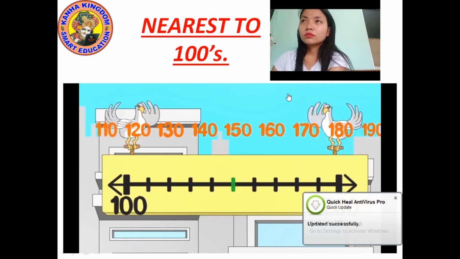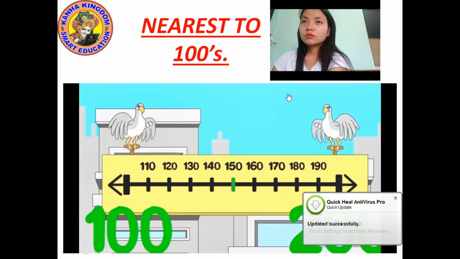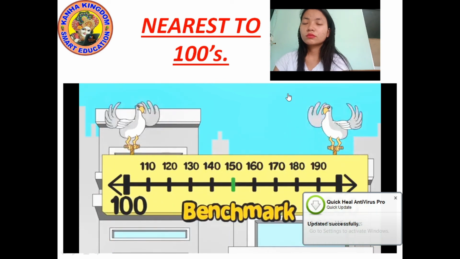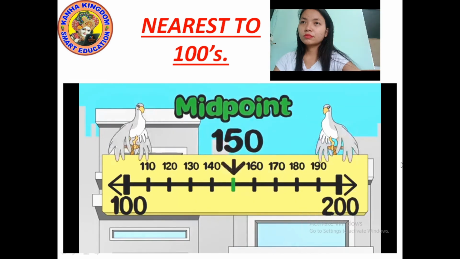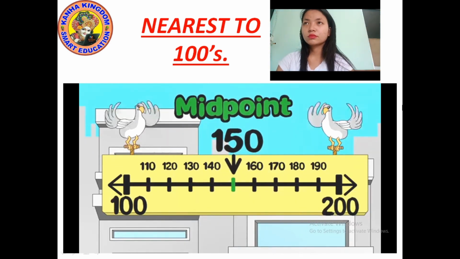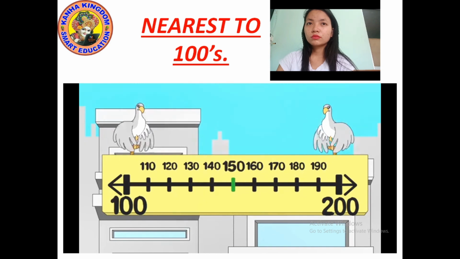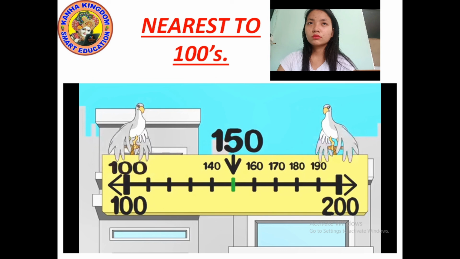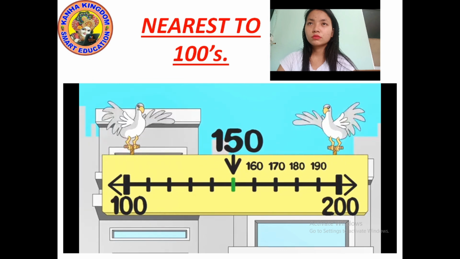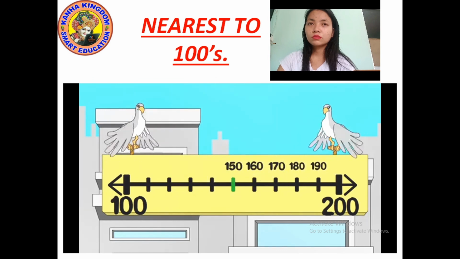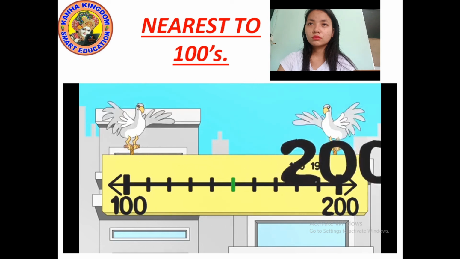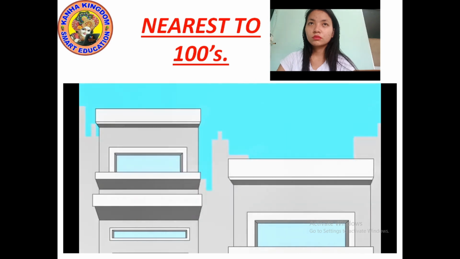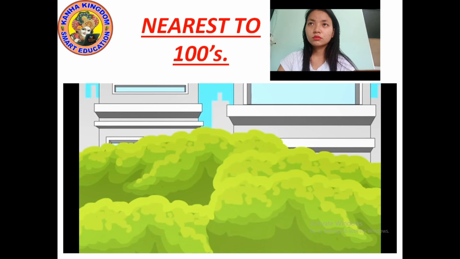The nearest hundred on either side of our number is a useful benchmark. And the midpoint is the number that is halfway between two benchmarks. If the number you want to round is less than the midpoint, round down. If the number you are rounding is at the midpoint or greater than the midpoint, round up. You can round any number to the nearest hundred in 4 easy steps.